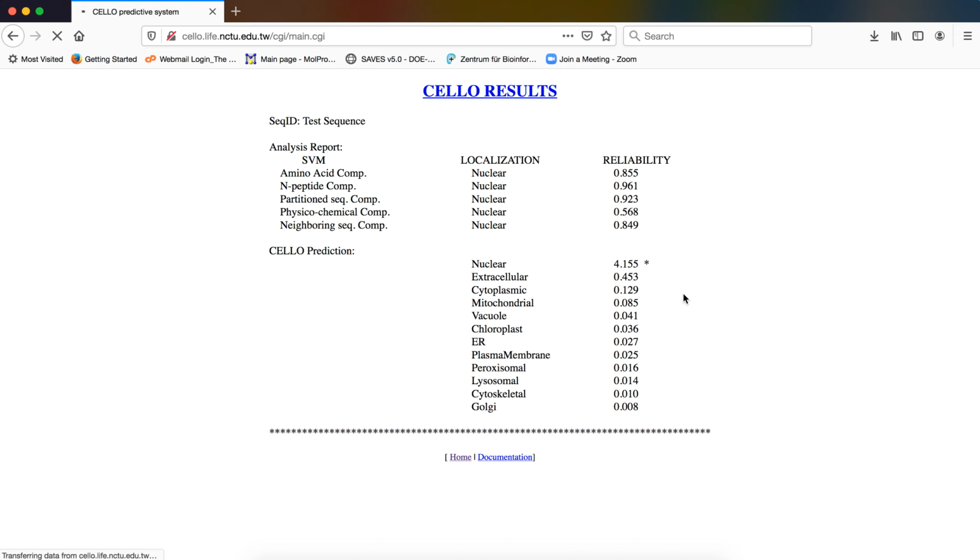Let us see what results we can get based on the algorithm of CELLO. Here. So the prediction that CELLO provides us with clearly tells us that the localization of the protein, the sequence of which we have submitted, is nuclear.